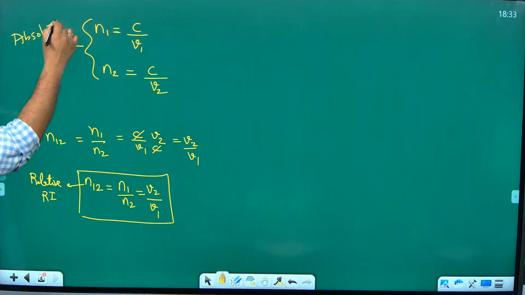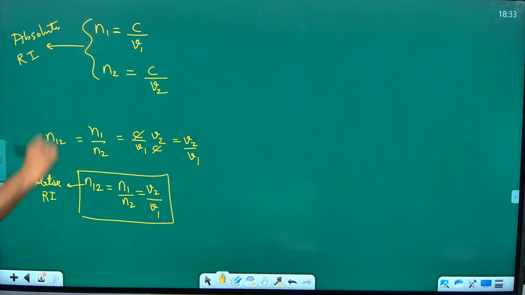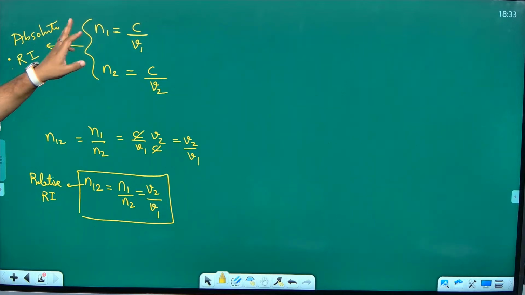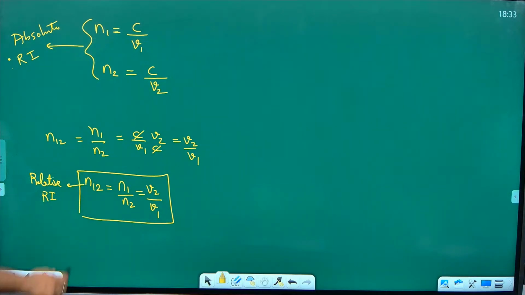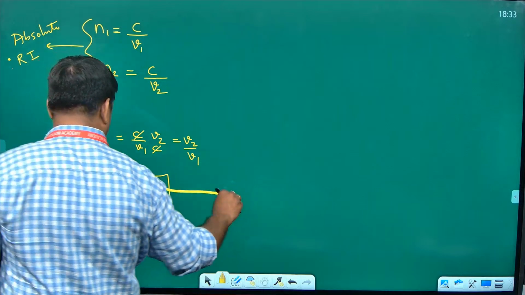Absolute refractive index. Are you getting it? In the case of absolute refractive index, the medium from where the light is coming is always taken as air. That's all the difference is, nothing else. In this equation itself, now pay attention please, 2 minutes.